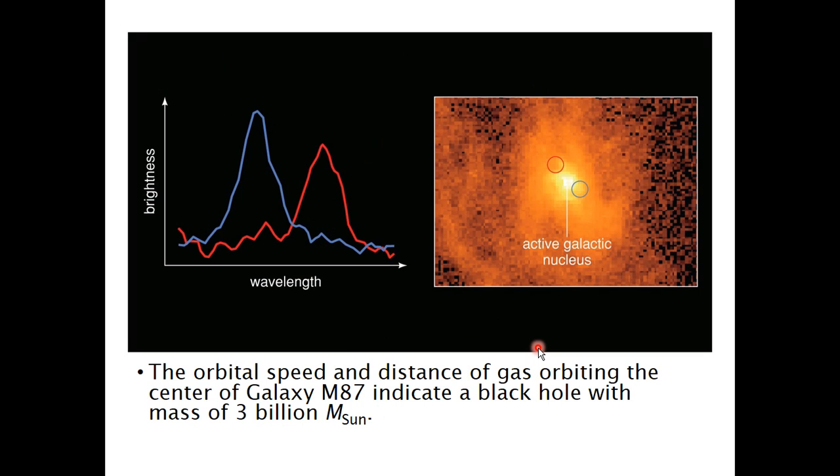Other galaxies appear fairly similar. Right? This one example, the orbital speed, the distances of stuff orbiting the center of this galaxy implies 3 billion solar masses. Of course, it is far enough away that we can't actually tell. We can't see it at all. There's no resolution here. We can just tell that there's material moving. We can tell the speed of that material, and we can tell there's a significant amount of material in this tiny space.